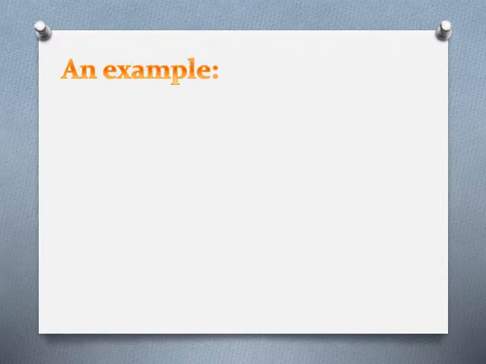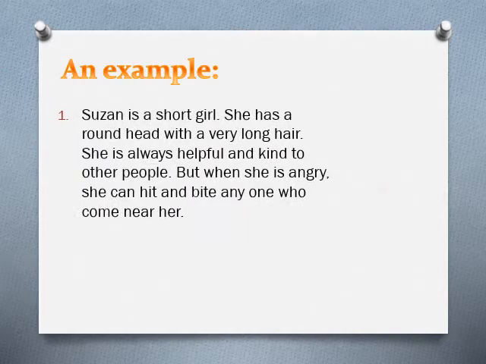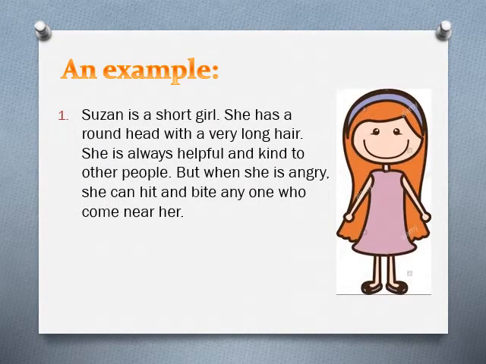Here is an example for you. Susan is a short girl. She has a round head with very long hair. She is always helpful and kind to other people. But when she is angry, she can hit and bite anyone who comes near her.